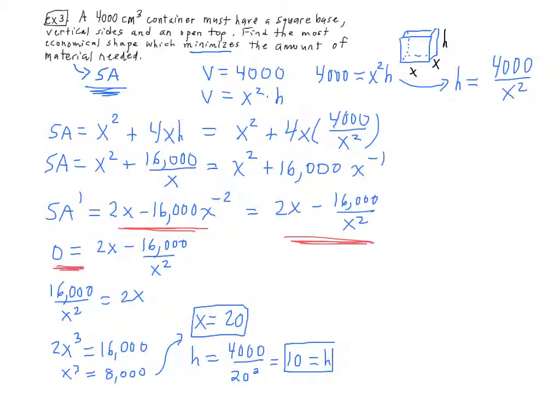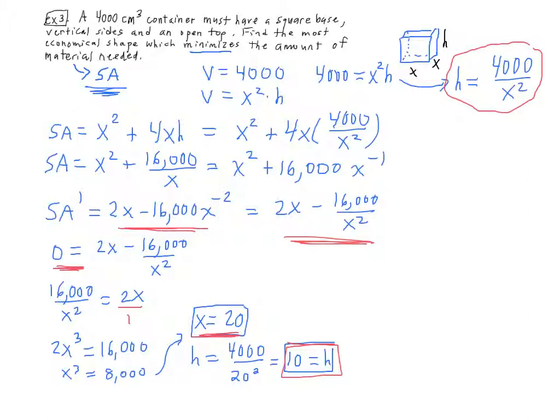And to solve this, what you can do is add over that 16,000 over x squared term, and then we can put this over 1. We can cross multiply. We get 2x cubed equals 16,000. We can divide that 2 over, and then take the cube root to get x equals 20. And then we can go back to our h equation from up above, drop in a 20 for x, and get our h value as well. So the most economical shape would have an x value of 20 and an h value of 10.